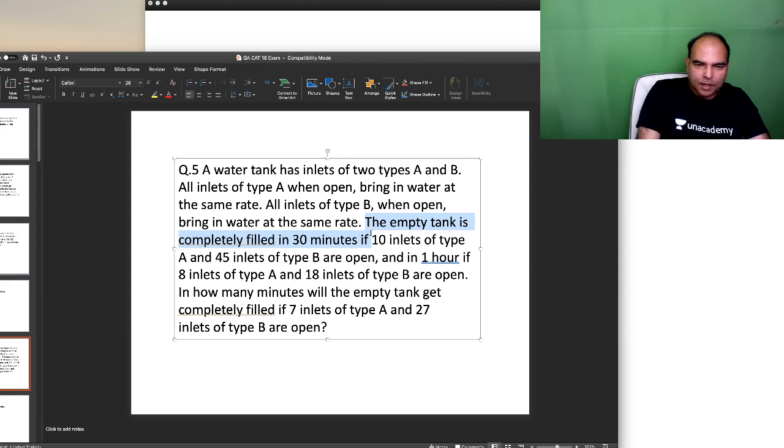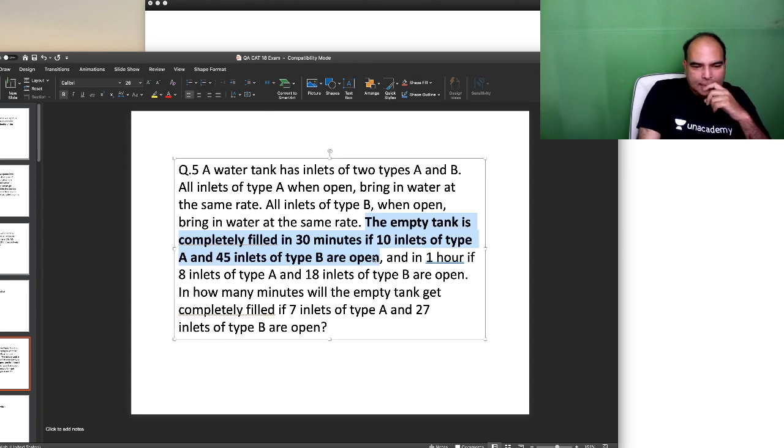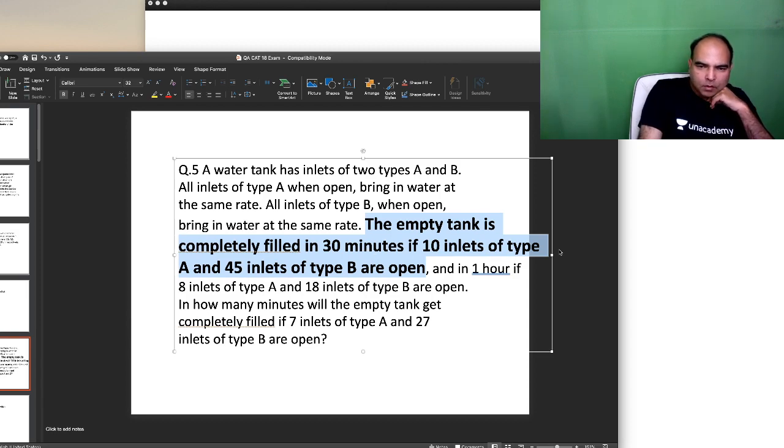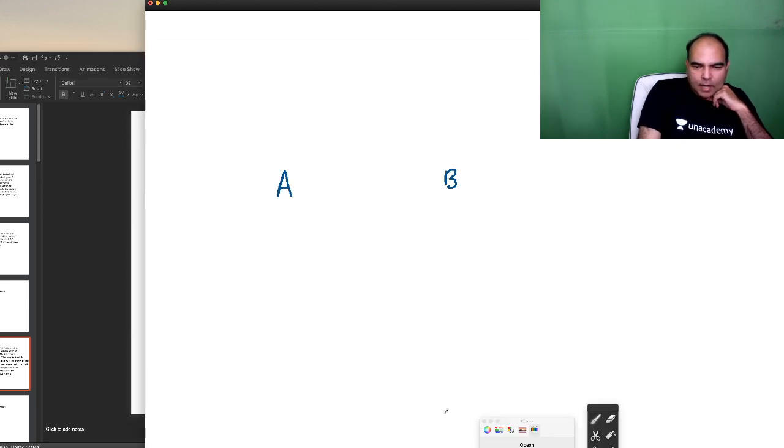The empty tank is completely filled in 30 minutes if 10 inlets of type A and 45 inlets of type B are open. Now you should just focus on this language and try to work out what to do with it. So let's assume that the capacity of a type A inlet is A liters per minute and of type B is B liters per minute.